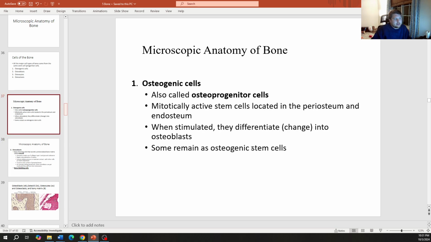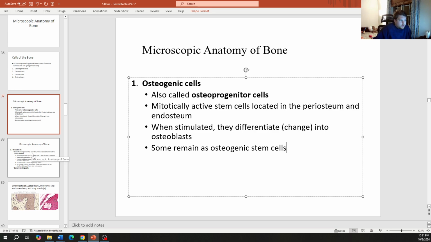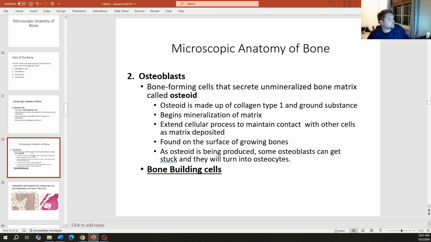And others remain the same. They maintain their stem cells because once they change, they can't go backwards. So they maintain their position as a stem cell to multiply and replicate. So that way we always have the stem cell availability.